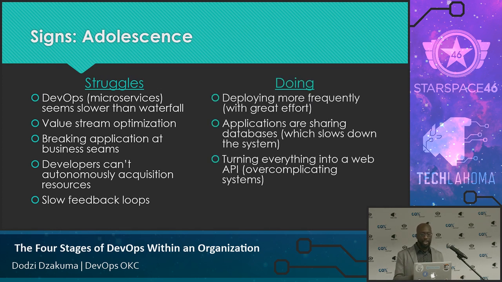However, there are things at this stage that your company would be doing. You'd be deploying more frequently. You'd still be putting a lot of effort into it, but it's more frequent than it was before. You're also sharing databases with applications. So you still haven't made that step into, I have a service, it provides value to the customer, it does one thing, I'm going to give it its own database. That's where you need to be. And you might be in the stage where it's like, well, microservice equals web APIs for everything. You don't need web APIs for everything. You can have a microservice that's not a web API.